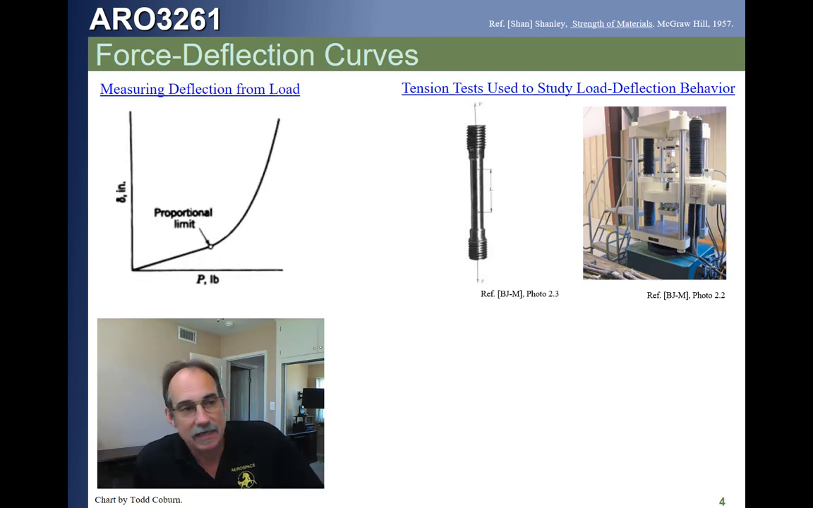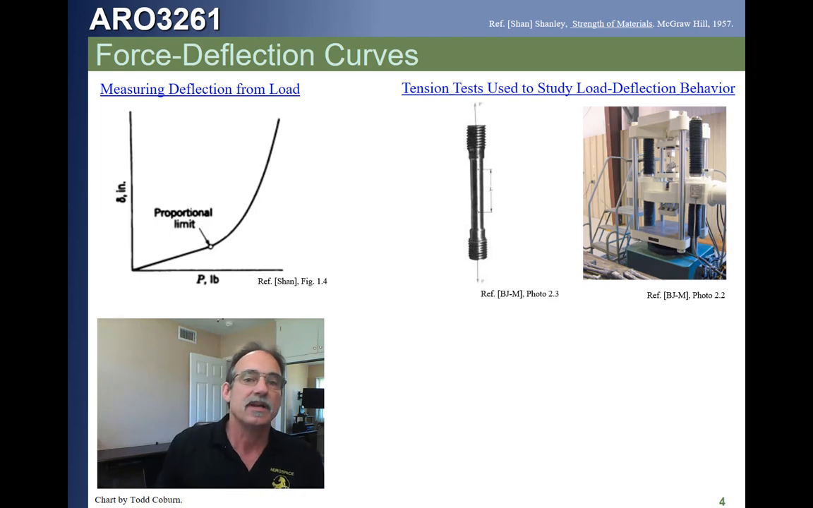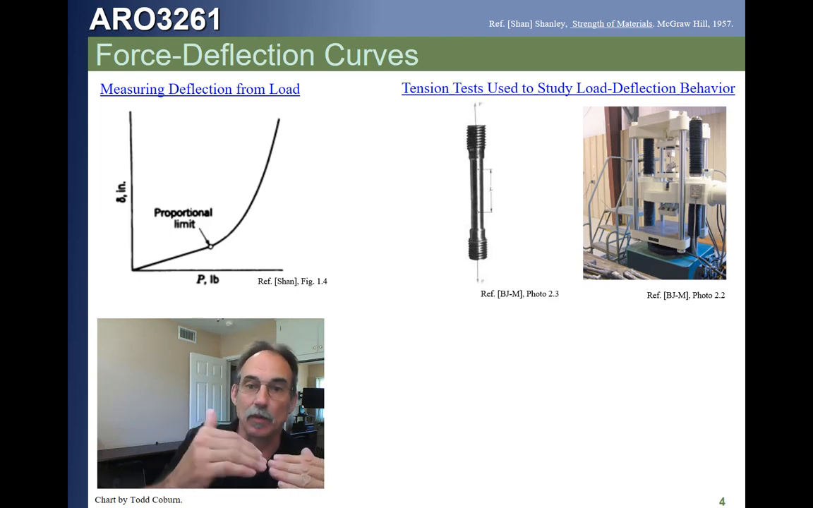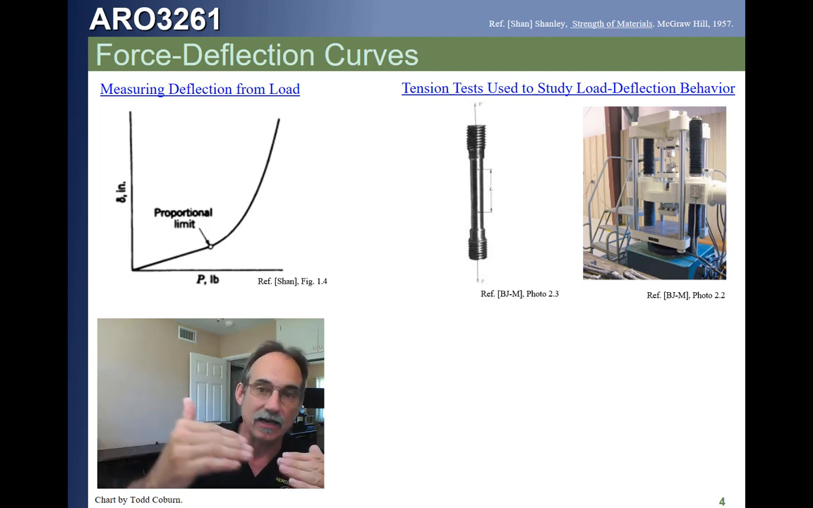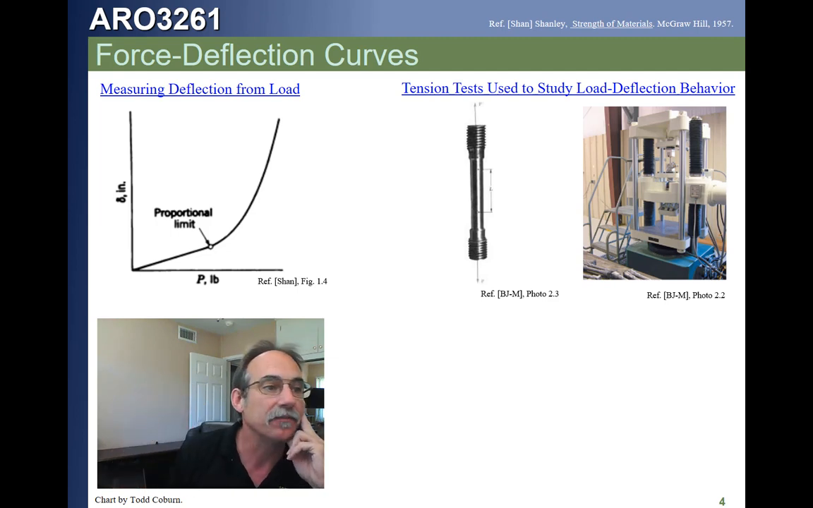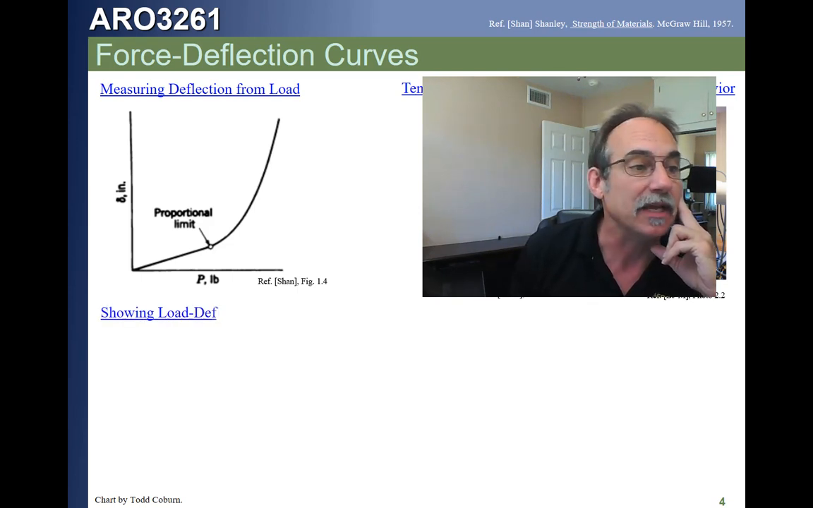Now, if we did load that, and if we plotted the amount of force that we apply on the horizontal axis, and then the measured deflection on the vertical axis, we're going to find that the deflection changes in a proportional manner with the force. Up until a certain point, we'll see that the force-deflection curve goes nonlinear. We call that point the proportional limit. That's the point where our stresses go from elastic, where we can get everything back, to nonlinear and inelastic behavior. We're going to learn more about this as we go.